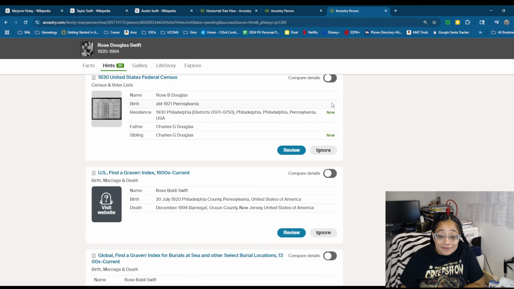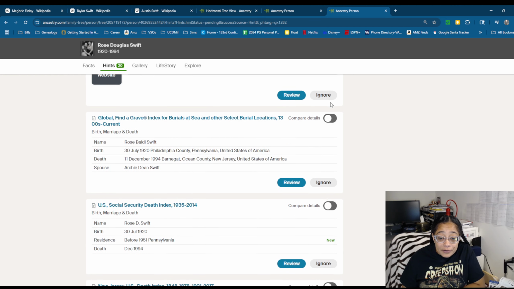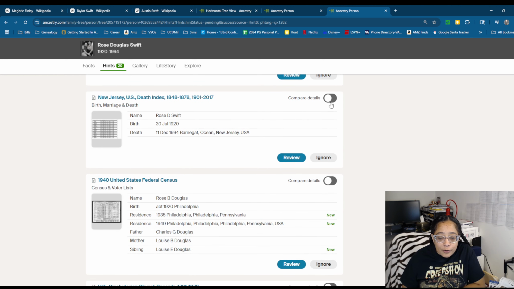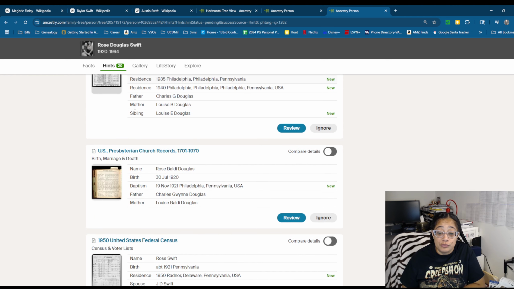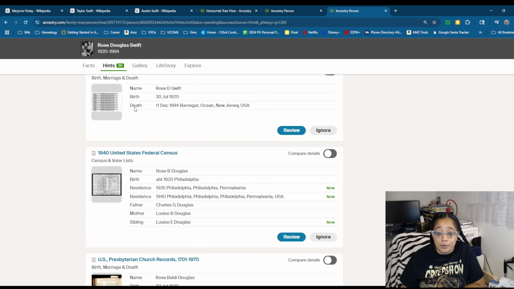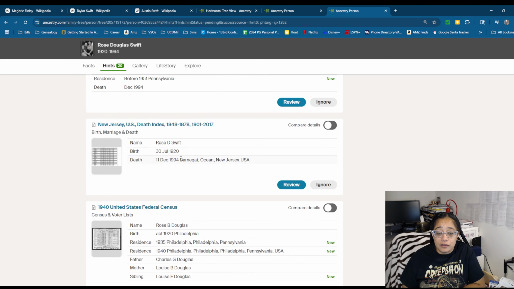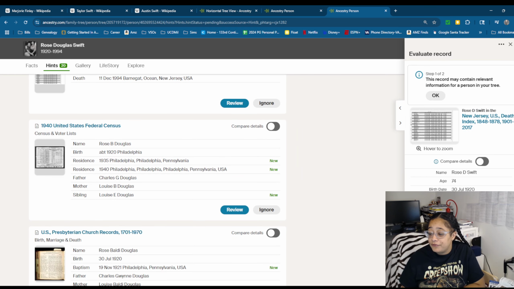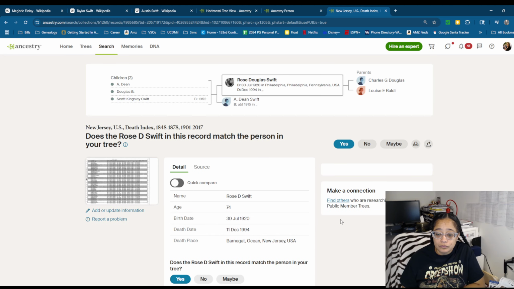Okay, so we have got information, and actually, we are going to go ahead and add the New Jersey U.S. Death Index so we do know that we get the full date and place of birth. So I'm going to hit review. Of course, I'm going to view record page.